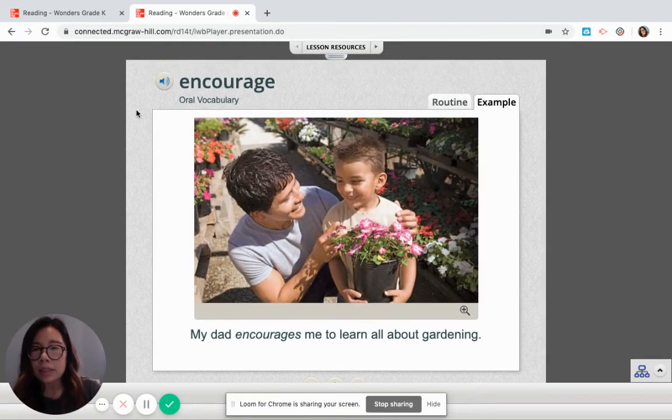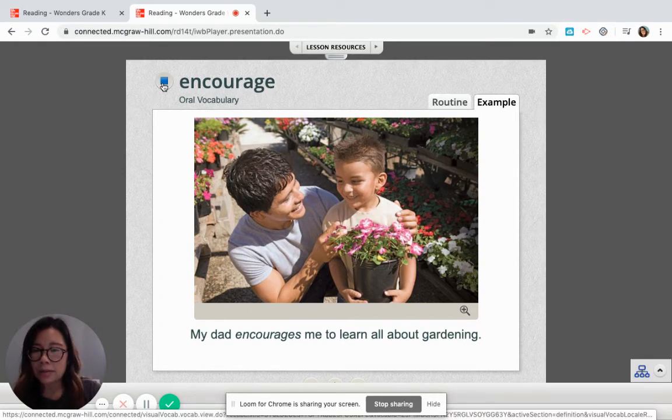And our last word today is encourage. Go ahead and say encourage. My dad encourages me to learn all about gardening. Okay, so encourage is a great word to know and learn about. And it's an important definition because each one of you can be an encouraging scholar and an encouraging friend.